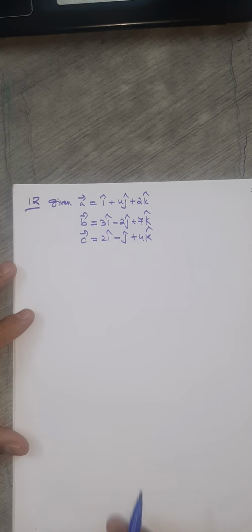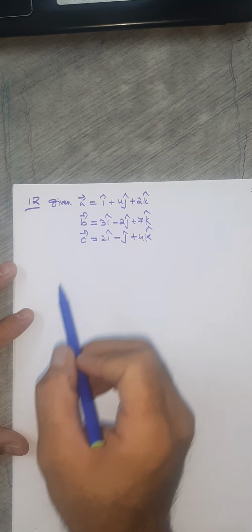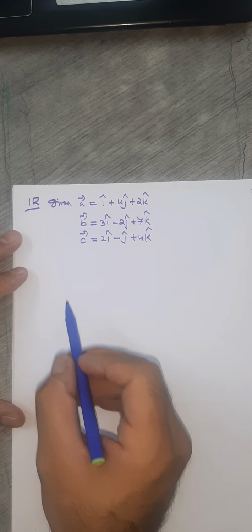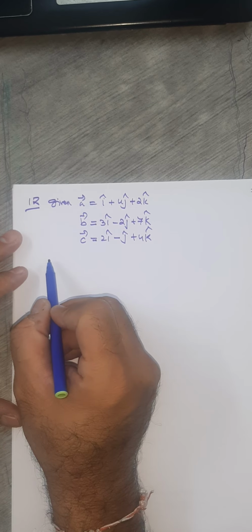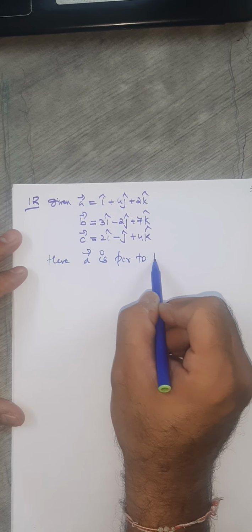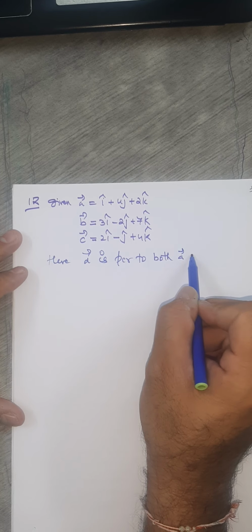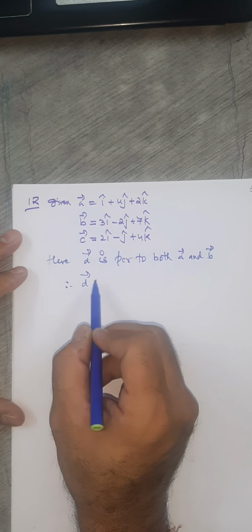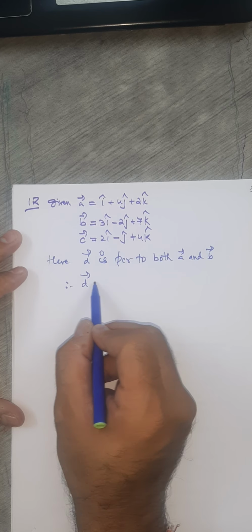Question number 12, you are given three vectors A, B and C. You want a vector D which is perpendicular to both. So here vector D is perpendicular to both vector A and B, remember. Therefore vector D must be parallel to the cross product. You know, the cross product is always a vector which is perpendicular to both.